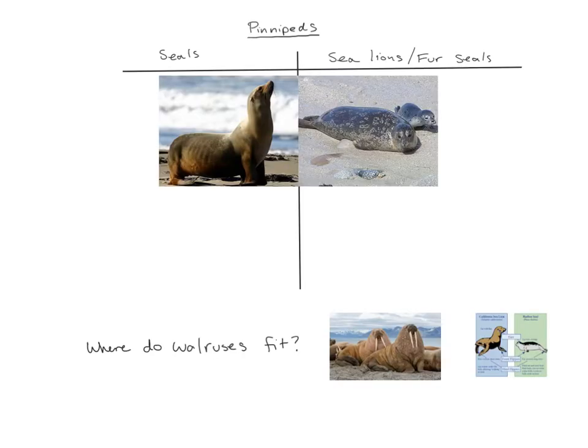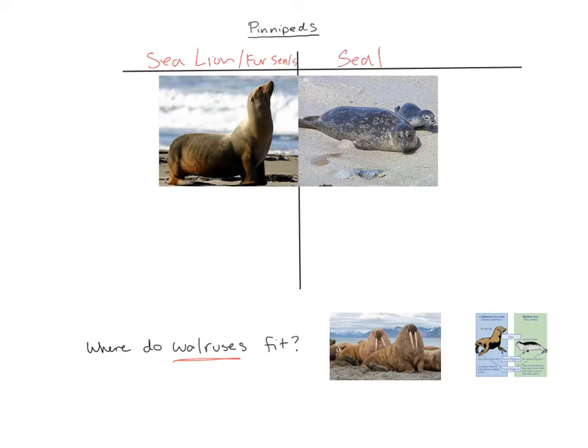First, we will talk about pinnipeds. All right, pinnipeds include our seals, our sea lions and fur seals, and our walruses. Now, unfortunately, I put these on the wrong side. So I'm going to switch these. Oops. You probably should too. Because this is a sea lion, and this is a seal.